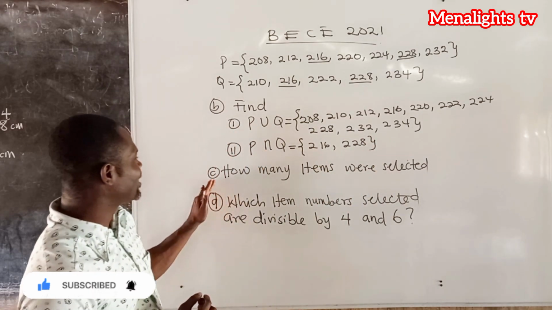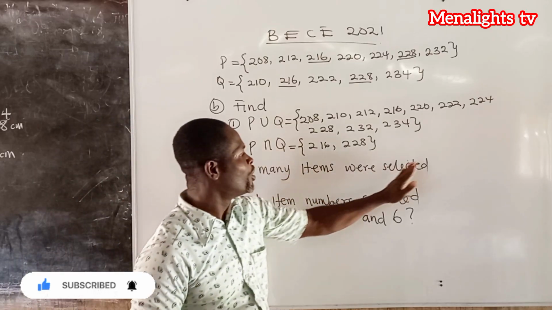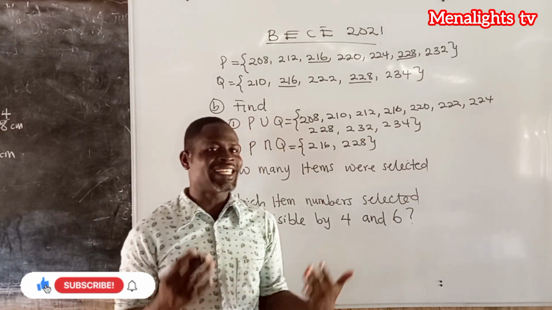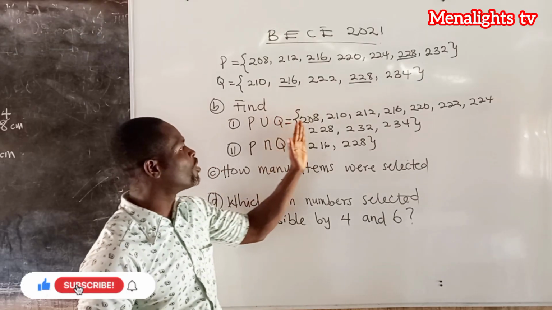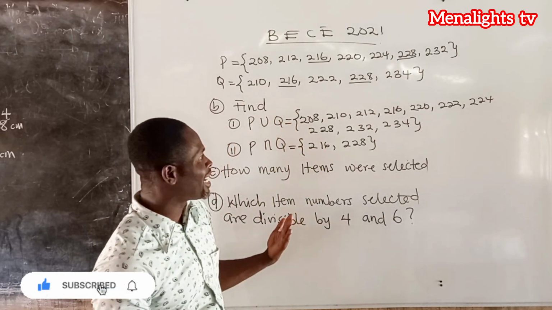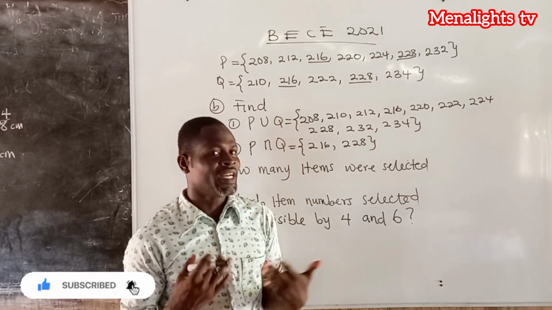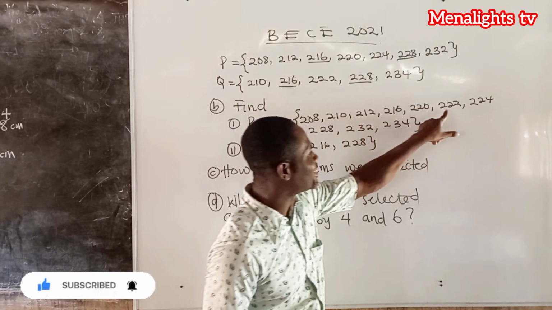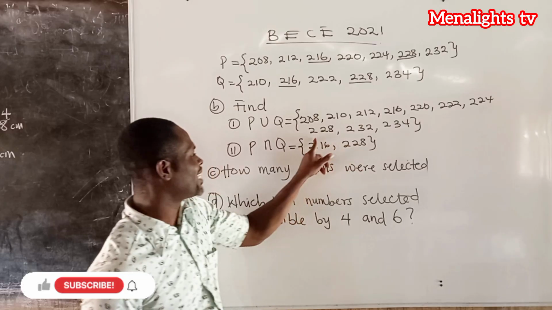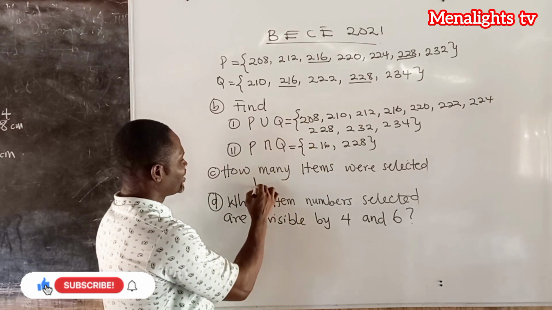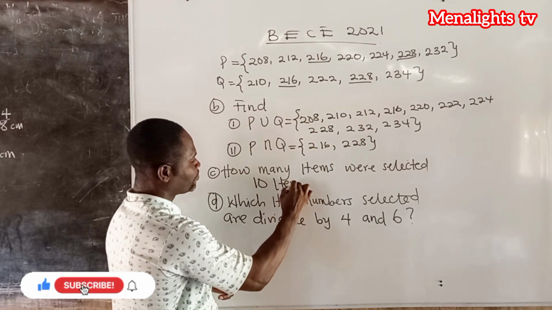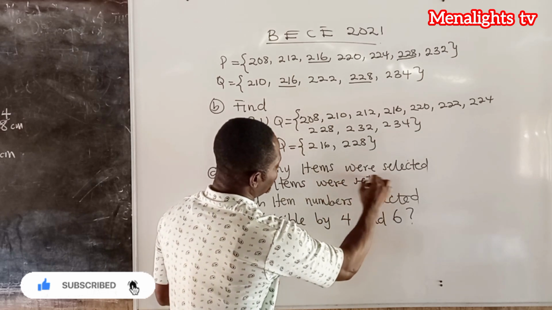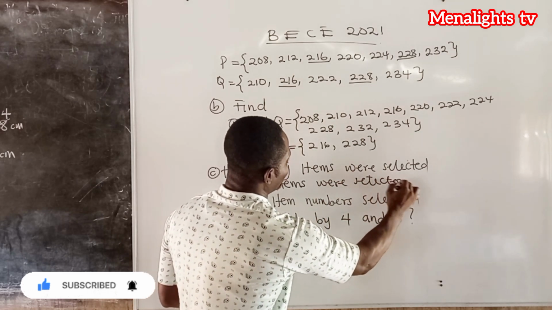Now we come to the C part. How many items were selected? To know the number of items that are selected is the same as the union of the two sets. So let's count the number of items being selected. 1, 2, 3, 4, 5, 6, 7, 8, 9, 10. So we can say that 10 items were selected.